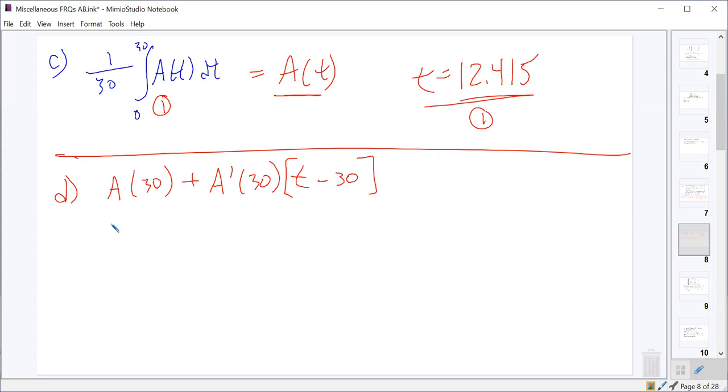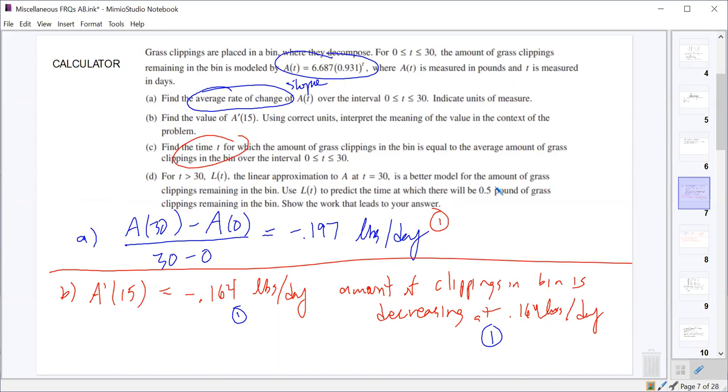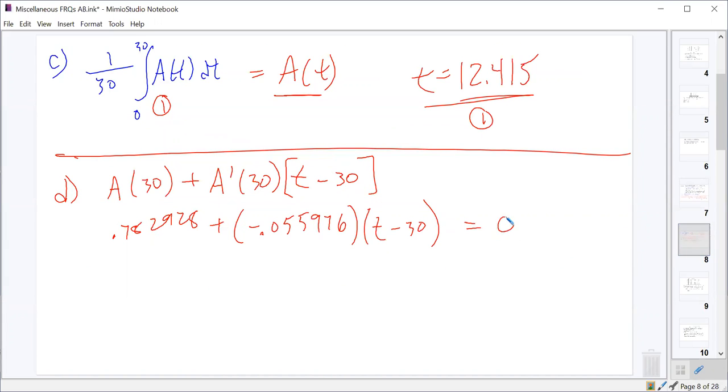A of 30, you should be able to get as 0.782928. A prime of 30, you should get as negative 0.055976, times t minus 30. We wanted to know when that equals 0.5. So you'll graph this, graph y equals 1/2, and see where they intersect. It looks like they intersect at t equals 35.054.